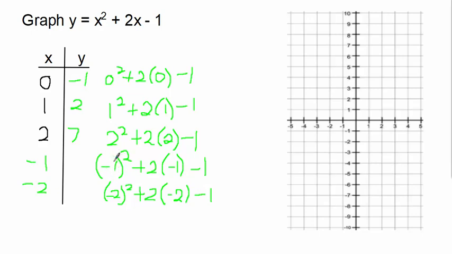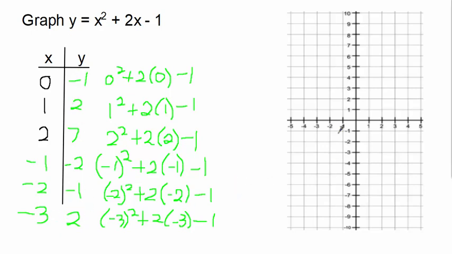Okay, they're plugged in, so now I'm going to take a look at these. Negative 1 squared is positive 1. 1 minus 2 minus 1 is going to end up giving me negative 2. Negative 2 squared is 4 plus negative 4 minus 1. This is negative 1. If I go one more, this is 9 minus 6 minus 1. This is going to end up giving me 2. So I have both of my number changes going on here.